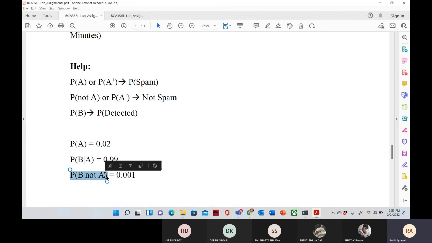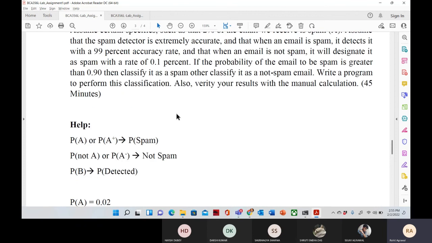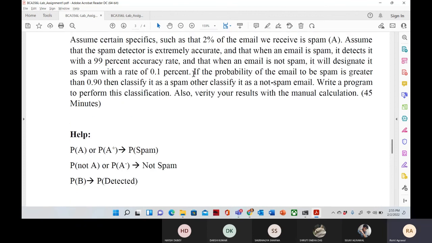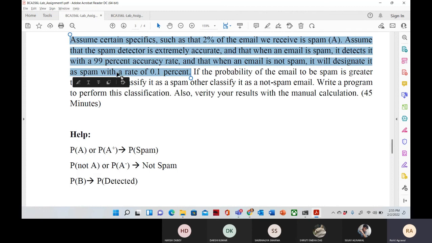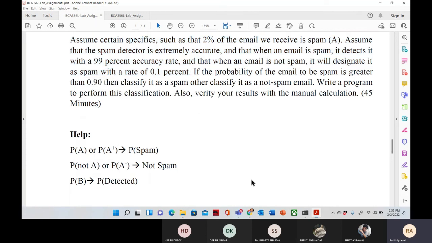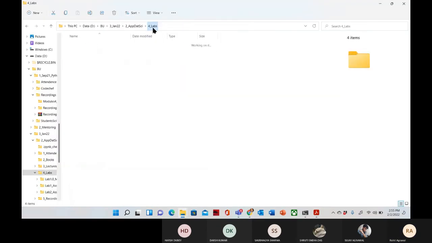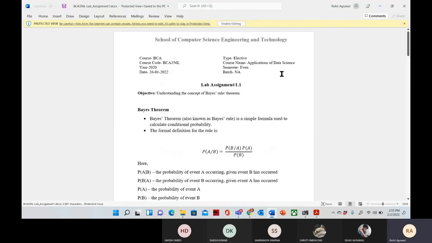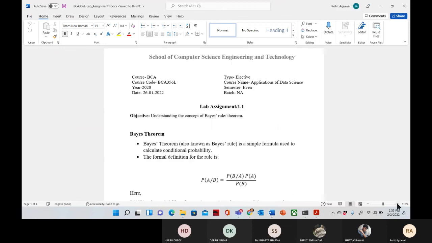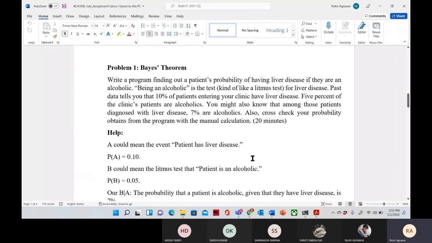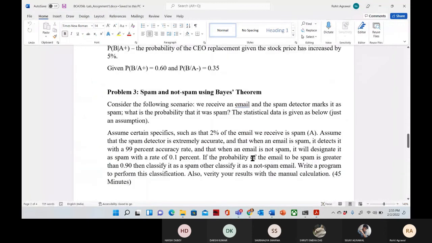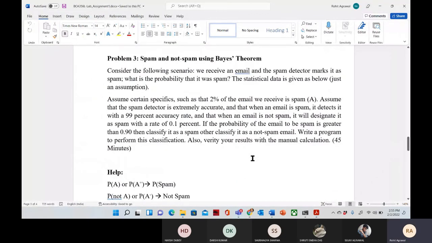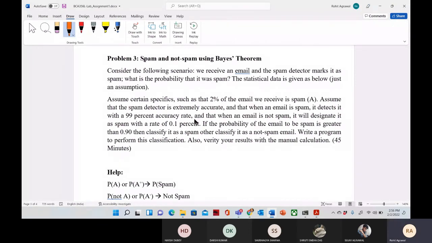Or you can say not A, so 0.001. Clear? Now this is clear to you. Till now this is clear. Now I can use the Word file, so I can use my pen as well, I think. Just a minute. Okay, so till now we have done this.